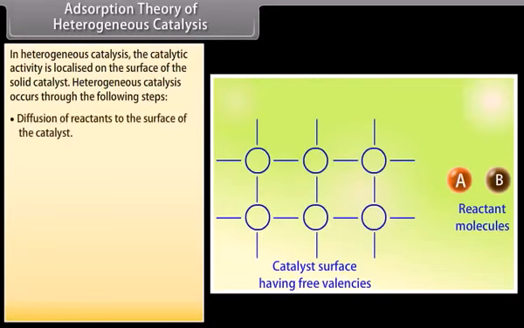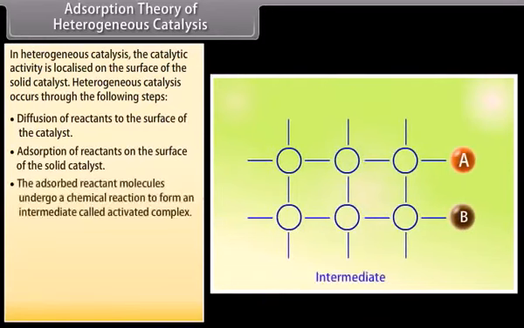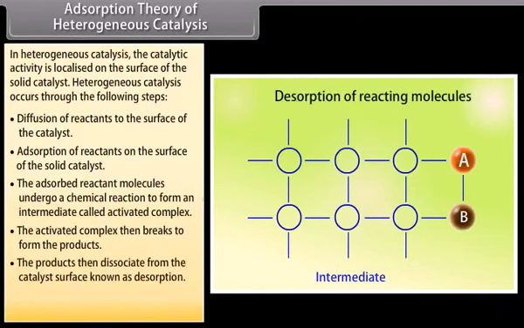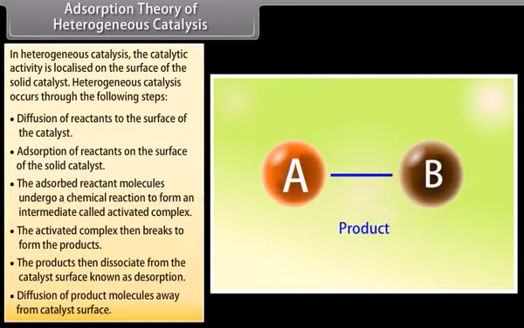Diffusion of reactants to the surface of the catalyst, adsorption of reactants on the surface of the solid catalyst. The adsorbed reactant molecules undergo a chemical reaction to form an intermediate called activated complex. The activated complex then breaks to form the products. The products then dissociate from the catalyst surface, known as desorption. Diffusion of product molecules away from catalyst surface.